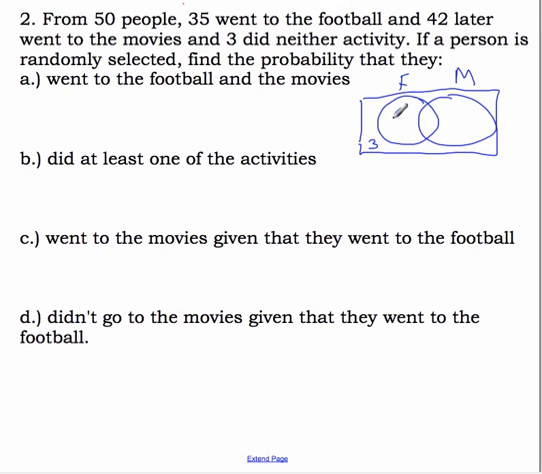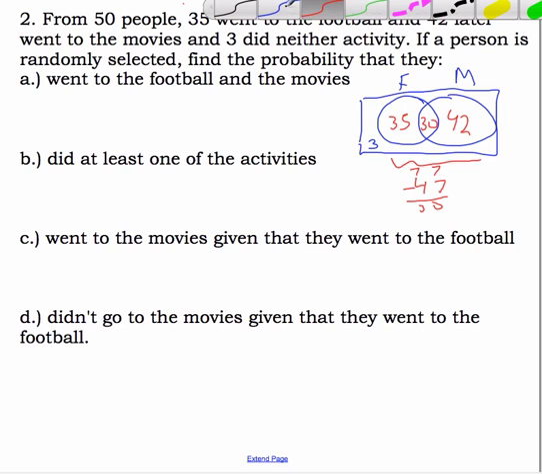Alright, 35 football, 42 went to the movies. Now do these numbers add up? There should be 50 people. 3 of them are out here, so these two should add up to 47. Do they add up to 47? No. They add up to 77. So I need to do 77 minus 47 gives me 30. 30 go in here. I just put 30 in there, so I need to subtract 30 from each of these. It's 12 and 5. Do those numbers add up? 30 plus 12 is 42, plus 5 is 47, and then that's 50.